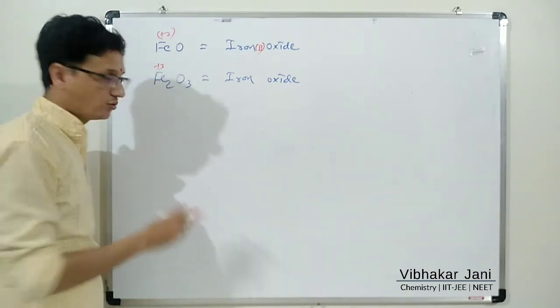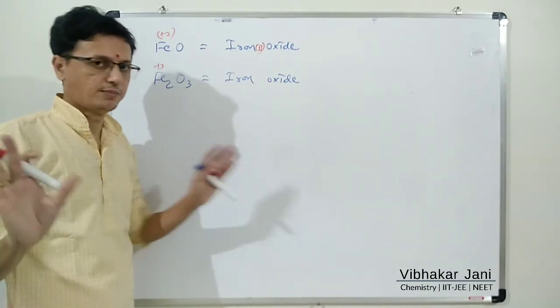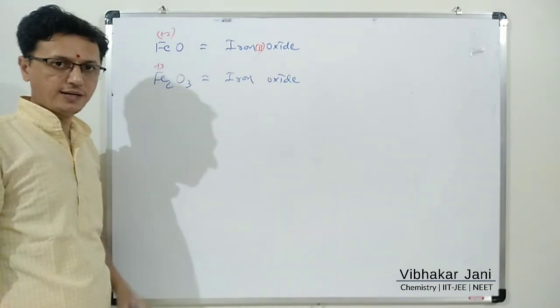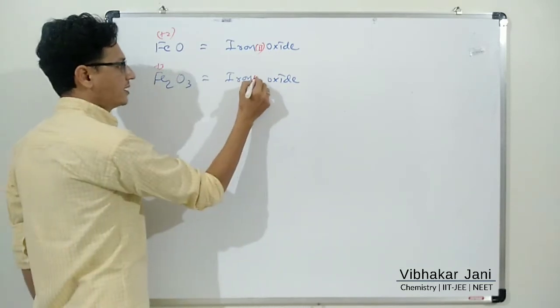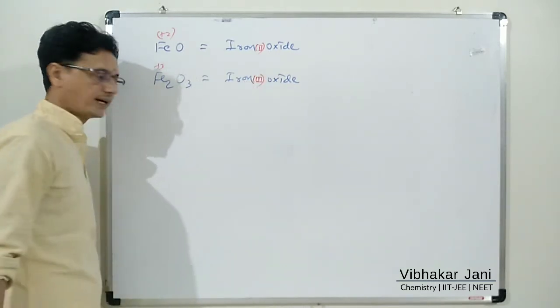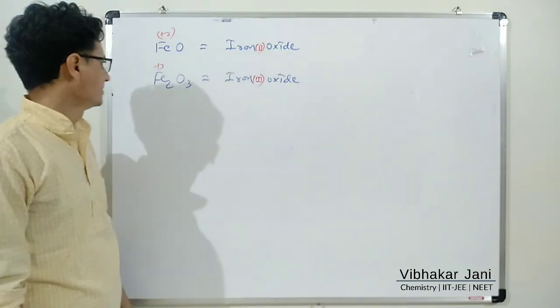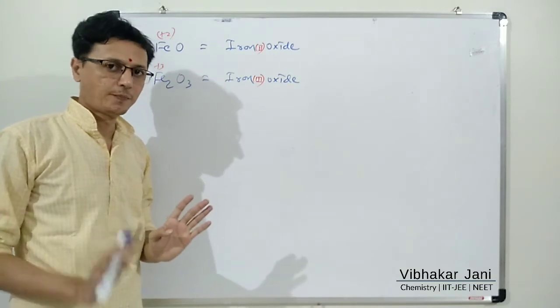Now you know very well how to count the oxidation state of an element in a compound. We have learned so many examples. Now you are confident to find the oxidation state of any element. So this iron is in +3. So we have to write it in Roman numerals in brackets. So this is iron(II) oxide and this is iron(III) oxide. It is as simple as that.